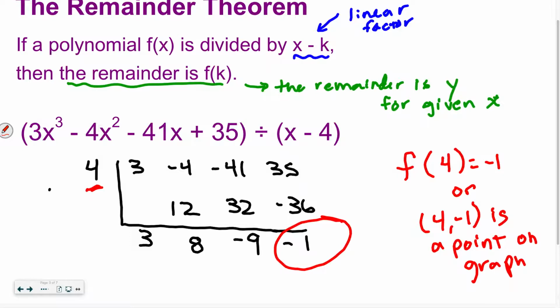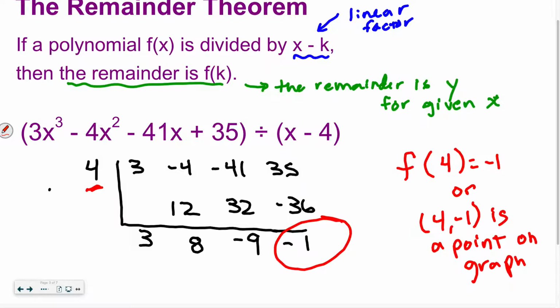If you ever needed to generate a bunch of points for a polynomial, you could just use synthetic division and put in different linear values and work it out, and you would have a whole bunch of y values that you could then plot. So we would go right 4 and down 1, nothing really interesting about that point.